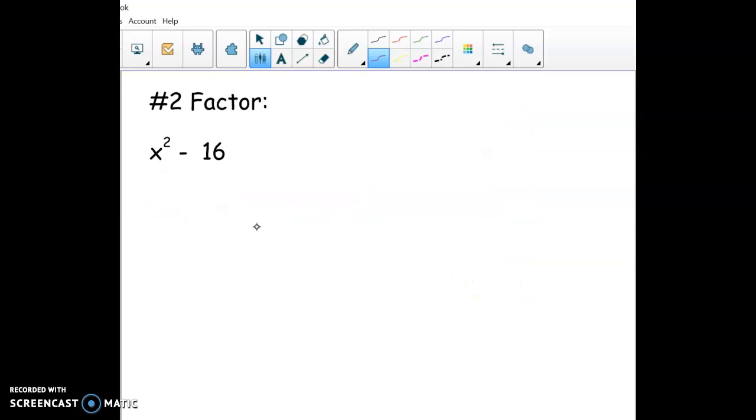Okay, number 2. Again, pause the video, give it a shot. Okay, so this one is the square minus square case. So basically, we're going to make 2 little factors, and to make x squared, we're going to do x and x. And then to make negative 16, we do negative 4 and positive 4. And again, that works because it makes 0x in the middle.